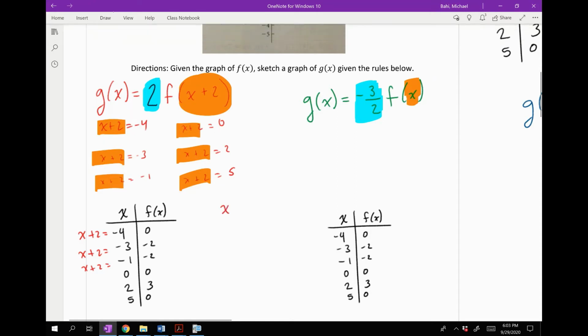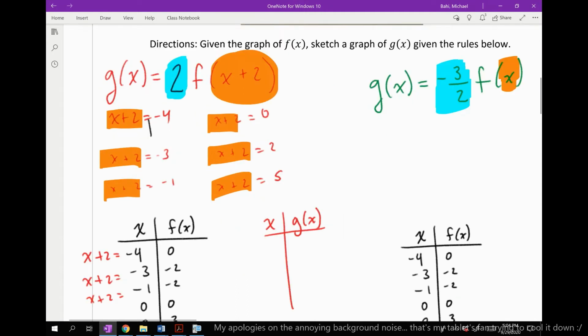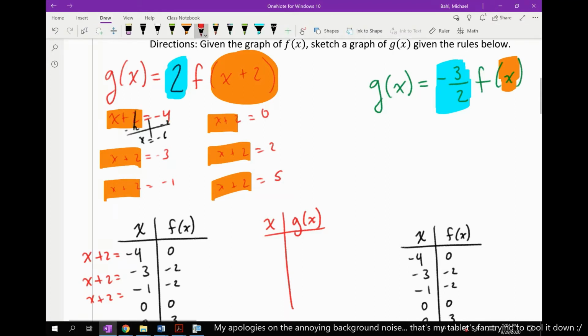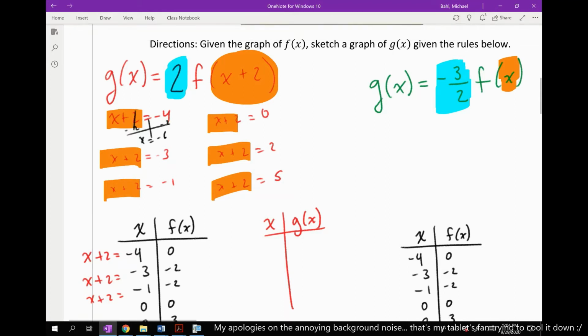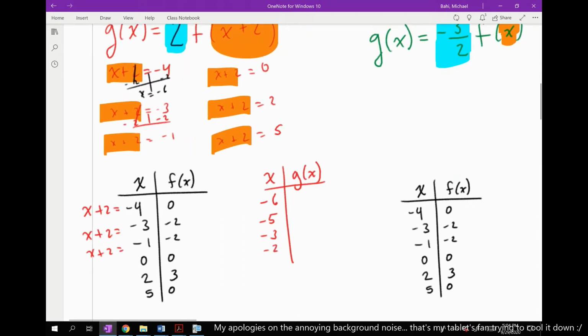So, in this case, we're calling the new y is g of x. Solving for x, I'm going to subtract 2 from both sides, and we get x is equal to negative 6. So this first point is negative 6. Solving for x for this one, we get x is equal to negative 5. The next one's going to be negative 3, and then negative 2, and then 0, and then 3.